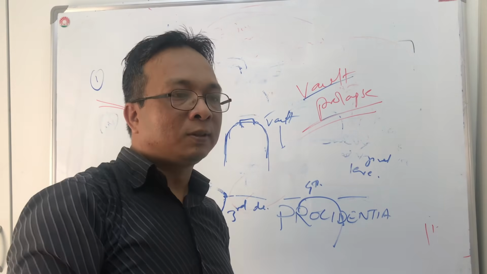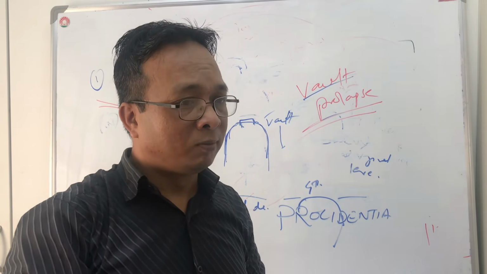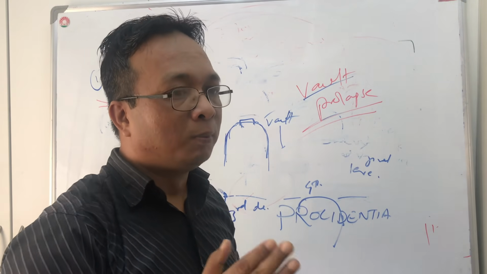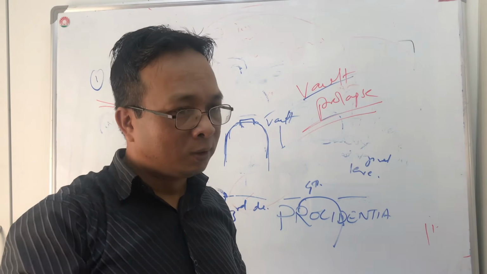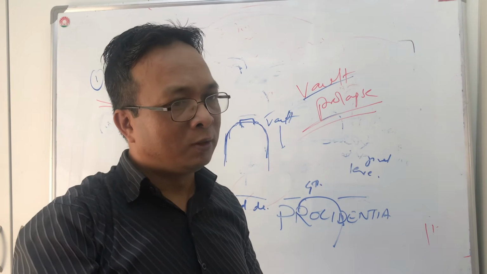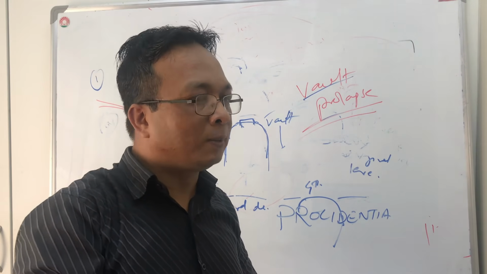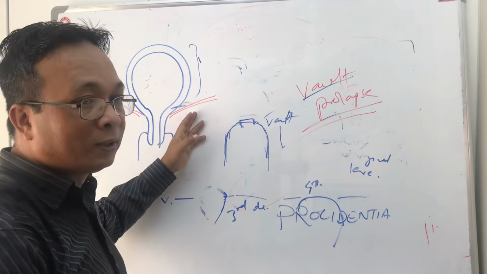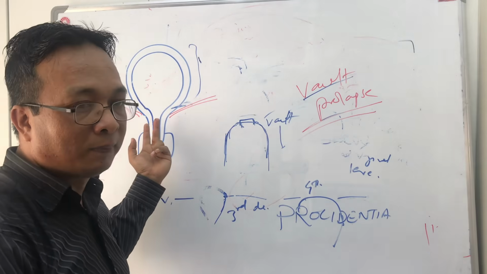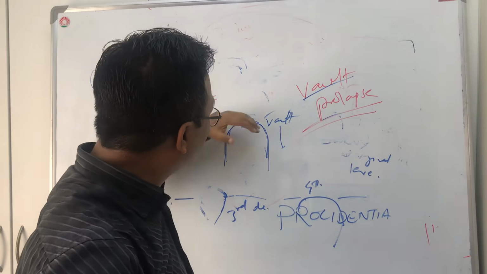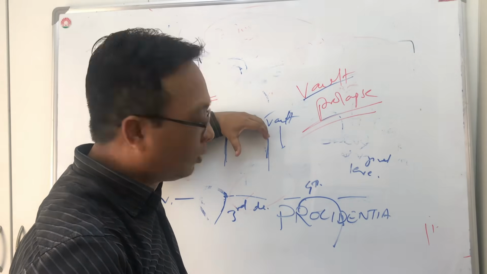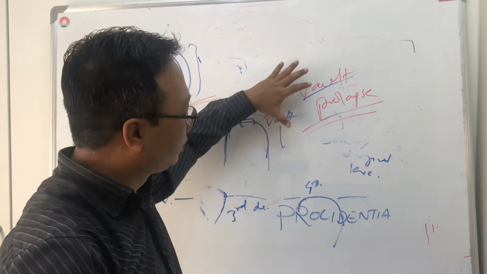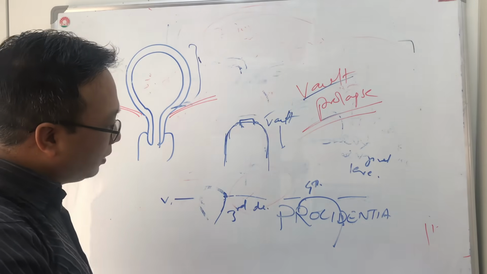If the question comes in MCQ, the commonest cause of vault prolapse is post-hysterectomy. Remember that word, post-hysterectomy. It comes in the MCQ almost every year. Why post-hysterectomy? You have to understand the concept: during hysterectomy you are cutting the 3 ligaments, so the whole vault is left alone and can go down. That is called vault prolapse.